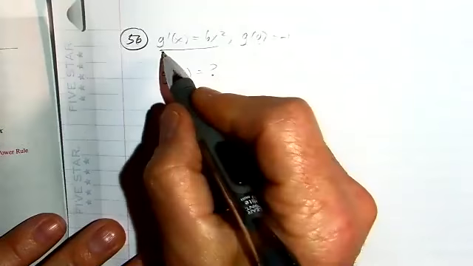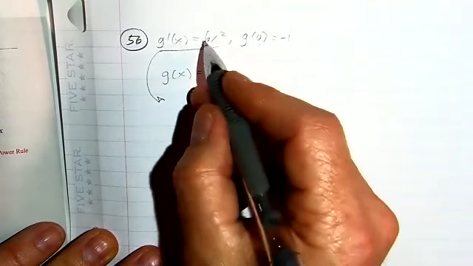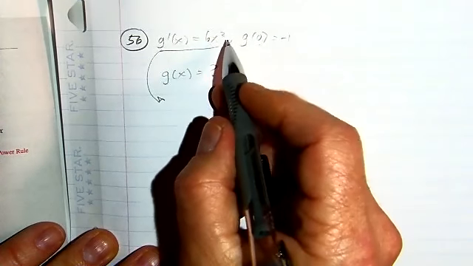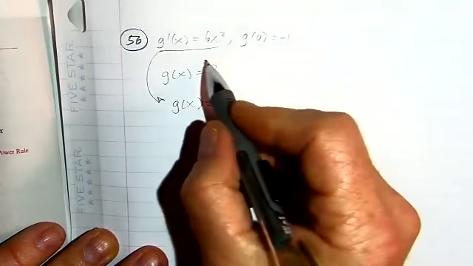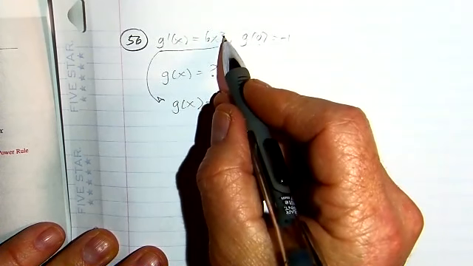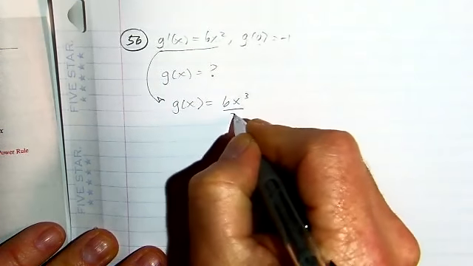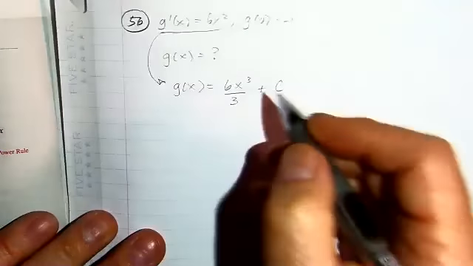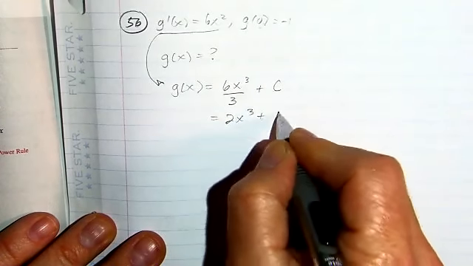Well, we know that if we were to use our antiderivatives here, what's the function that gives us a derivative of 6x squared? If we just use that same approach we've just been using, g of x would have to equal, going backwards from derivatives, we add 1 to the power, so make that a 3, and then divide by 3. So it would be 6x to the 3 divided by 3. But then we also have this constant. If we simplify here, we get 2x cubed plus c.